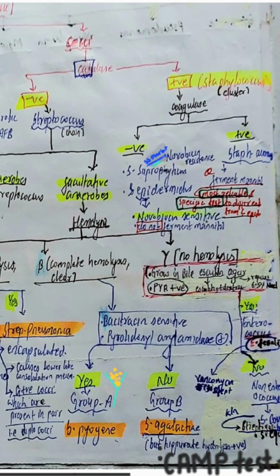If it is coagulase negative, the diagnosis will be Staphylococcus saprophyticus or Staphylococcus epidermidis. Staphylococcus saprophyticus is novobiocin resistant. Staphylococcus epidermidis is novobiocin sensitive and they do not ferment mannitol.